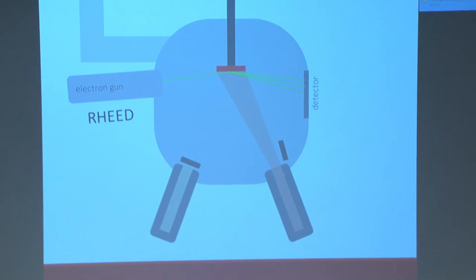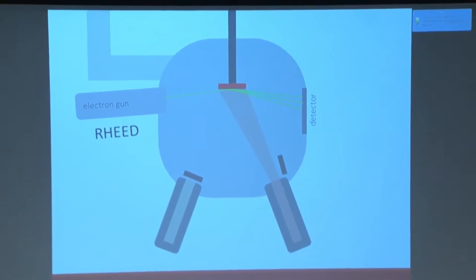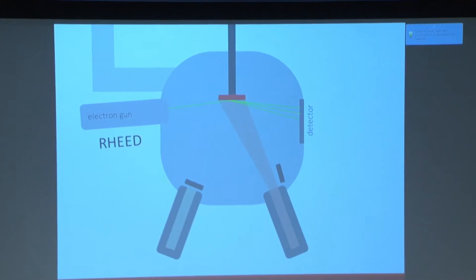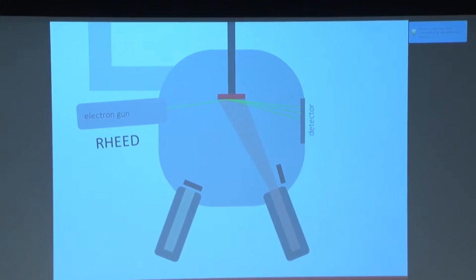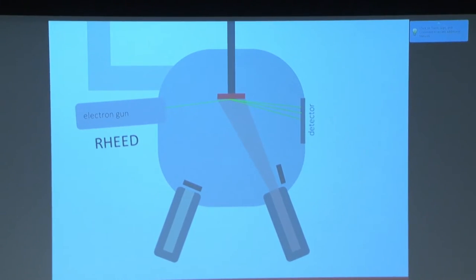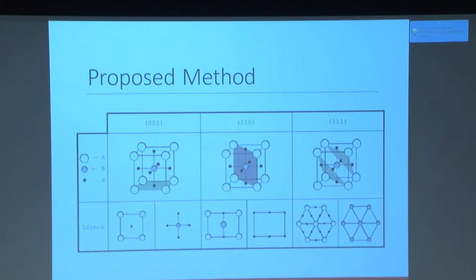So my approach to ReED is unique in that typical approaches to ReED use a fixed electron gun, substrate, and detector positioning, whereas my approach to ReED involves actually rotating the substrate in the same plane as the surface, in order to determine the rotational symmetry of the substrate in question.